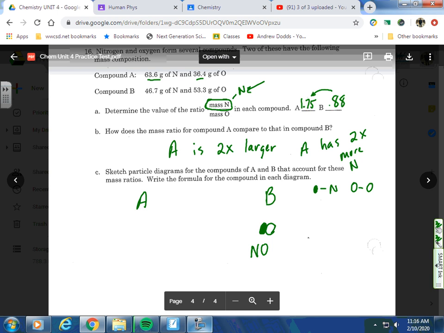Over here for compound A, I know that compound A should have 2 times as much, so I'm going to make 2 nitrogens stuck to 1 oxygen, and that would be N2. There are 2 of them, and still 1O.